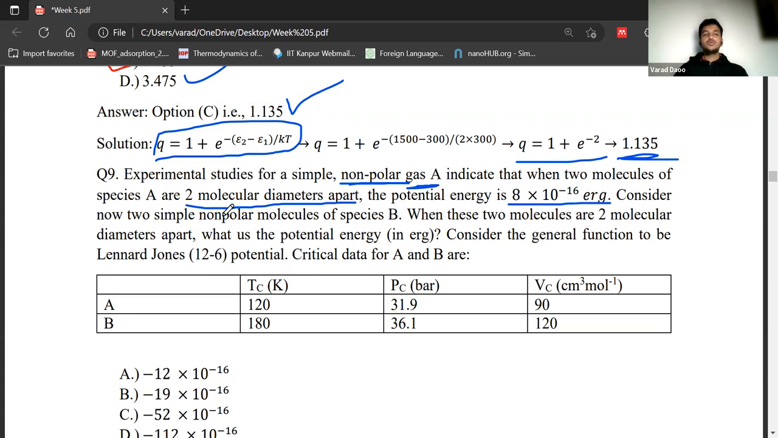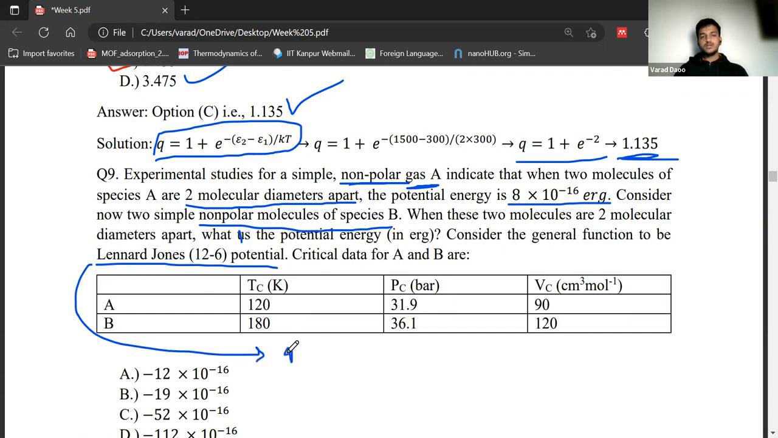Consider now two simple non-polar molecules of species B. When these two molecules are two molecular diameters apart, what is the potential energy in ergs? And consider the general function to be the Lennard-Jones potential. So what is Lennard-Jones?